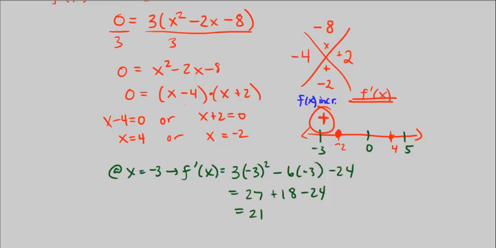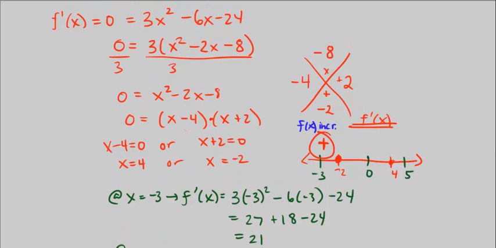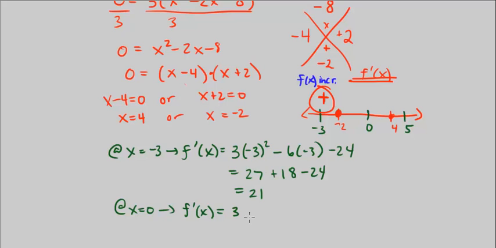And let's look at in between. At x is equal to 0, f prime of x is equal to what? I'm looking at 3x squared minus 6x minus 24. 3 times 0 squared minus 6 times 0 minus 24. This is 0, this is 0, just negative 24. That means between negative 2 and 4, everywhere it's negative, right? And therefore, that's telling us f of x is decreasing.